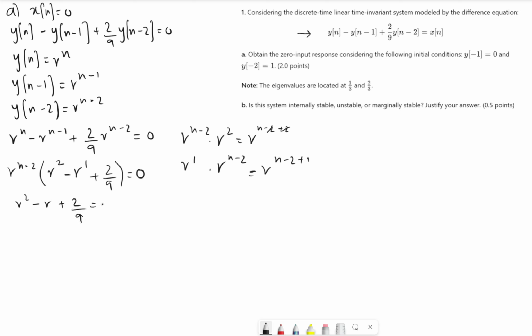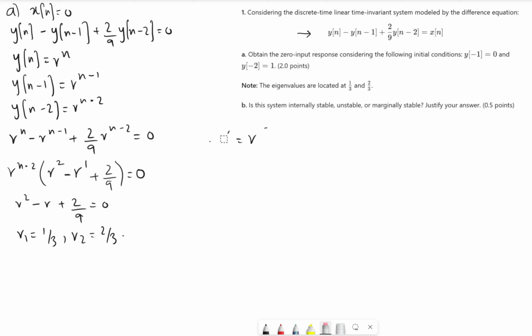Now I can solve this equation on a calculator, and if I solve this on a calculator, I'll get the two roots as r1 equals 1 by 3 and r2 equals 2 by 3. So we get the two roots, which was expected because it was given in the question as well. I just showed you how to obtain these two roots.